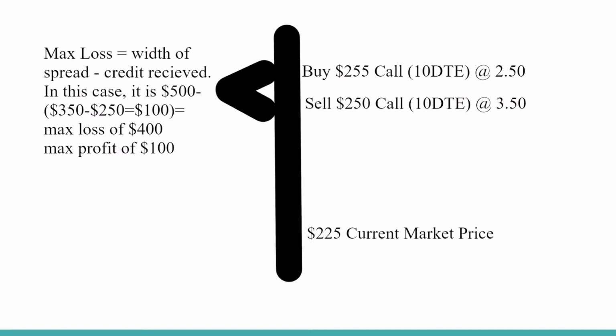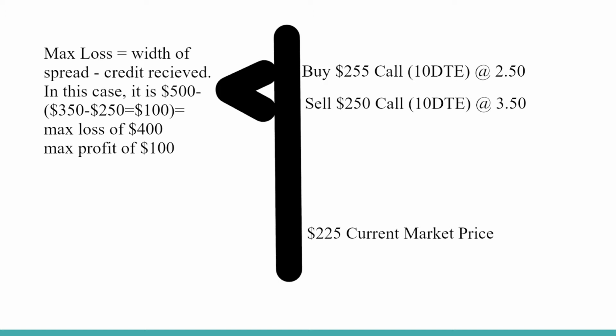So let's say the current market price is $225 of stock X. You're going to sell the 250 strike call with 10 days till expiration, that's what DTE means, days till expiration, at 3.50. Since options trade in contracts of 100, that's times 100. So $3.50 times 100 is $350. You receive $350 of credit for selling the 250 call with 10 days till expiration.